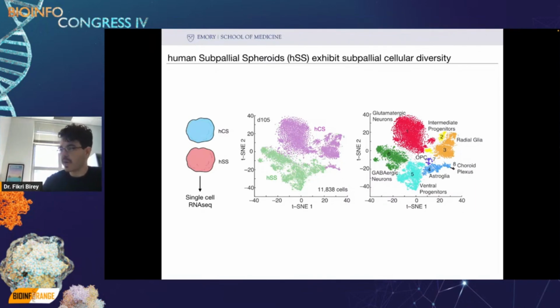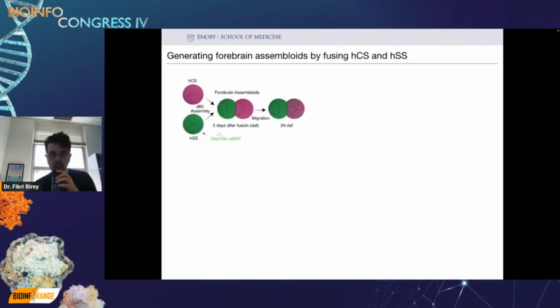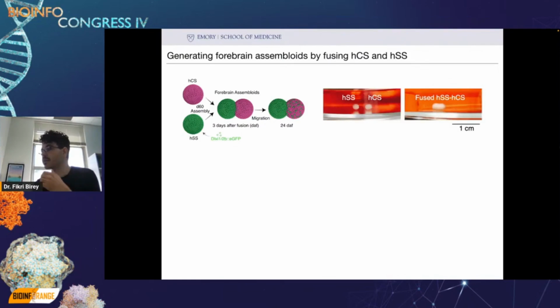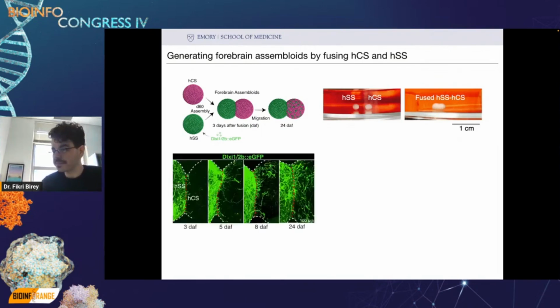And if you focus on the subpallium, for example, you'll see that there's the GABAergic neurons and the ventral progenitors that give rise to these neurons, as well as some oligodendrocyte progenitors and astroglia as well. And I'm skipping a lot of the characterization here, but once we were convinced that we had a good subpallial spheroid recipe, we went on to assemble these together. And the assembly is quite simple. We just sort of restrict them in space, and then they fuse after a few days.